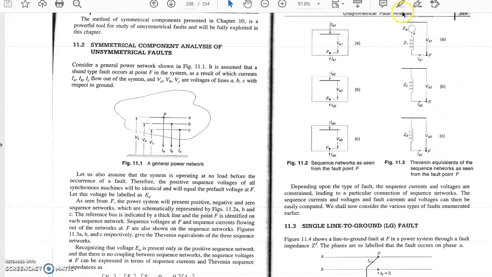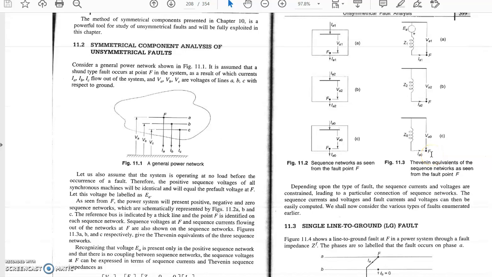So this is the model of the sequence network as seen from the fault point F. This is also known as the Thevenin equivalent of the sequence network as seen from the fault point F. So these three networks are used for the analysis of the unsymmetrical fault.